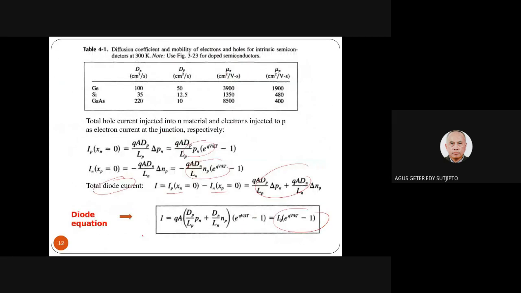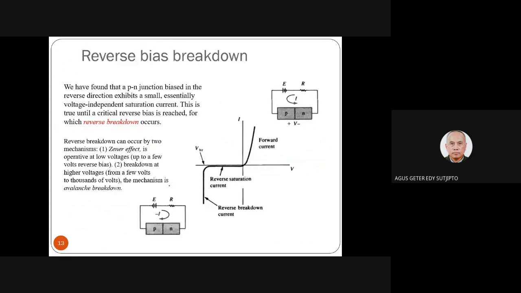Okay, now let us see the illustration of the reverse bias breakdown. We have found that the PN junction biased in the reverse direction exhibits a small, essentially voltage independent saturation current, because of the thermal vibration. This is true until a critical reverse bias is reached, the critical bias here, at this point, for which reverse breakdown occurs. So this will be the reverse breakdown.